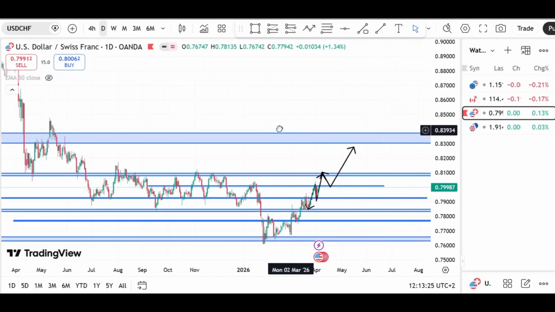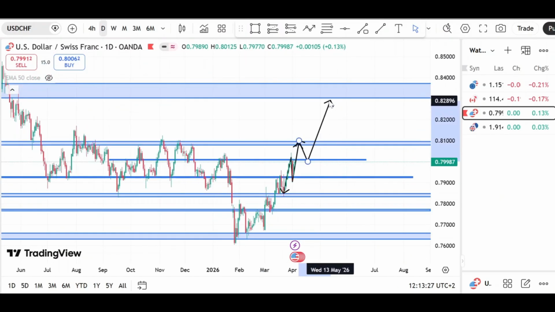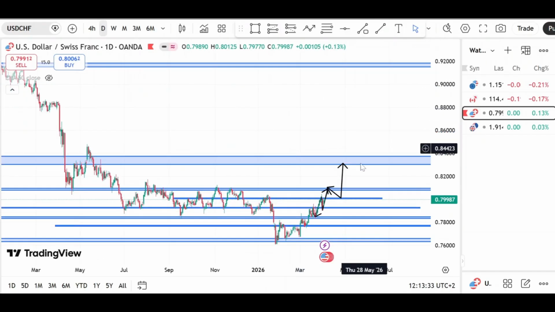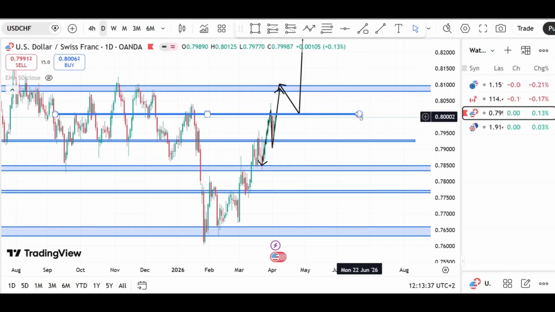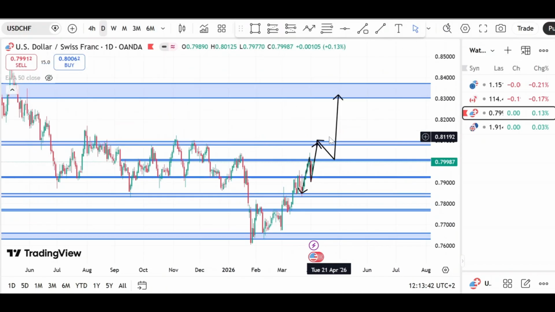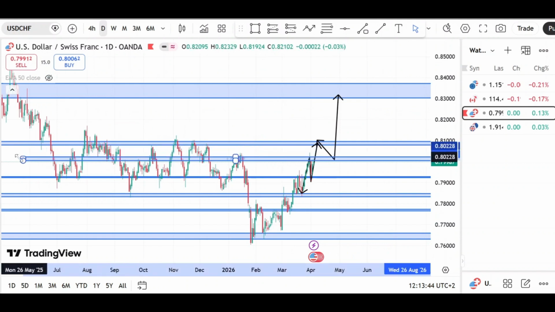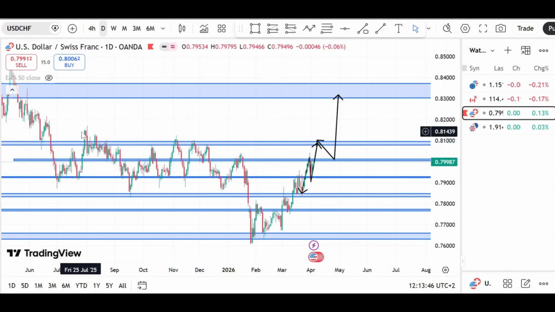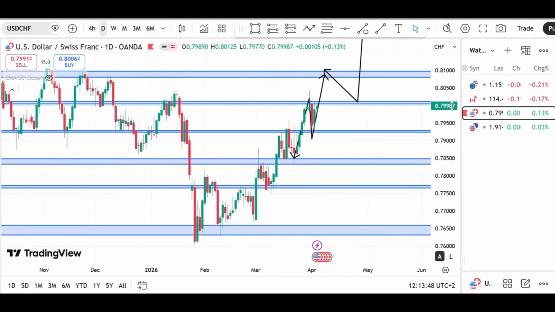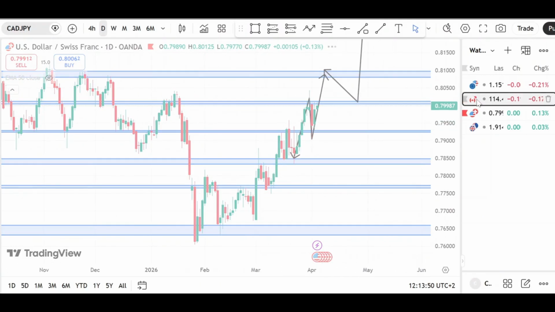Okay, cool. Now you see what I was saying. I was saying that we automatically target this zone here. We will automatically target this zone. Okay, let us go on to the next pair, CAD JPY.